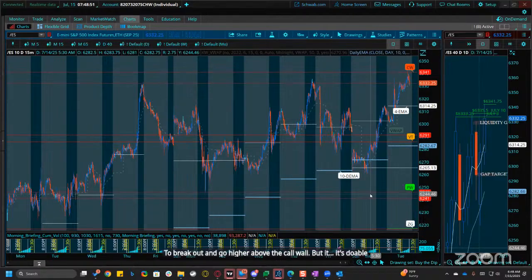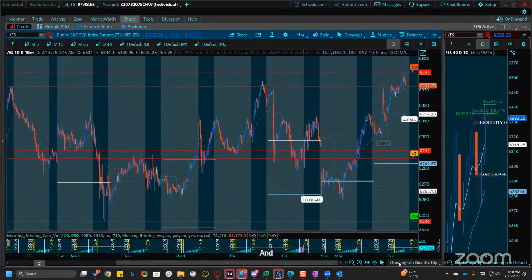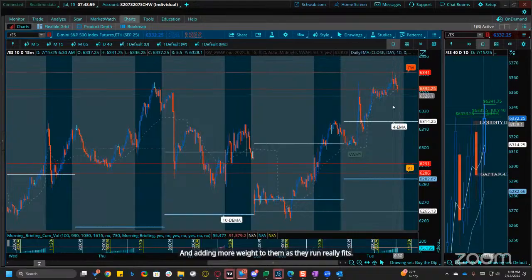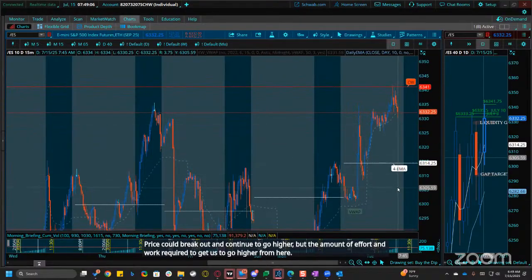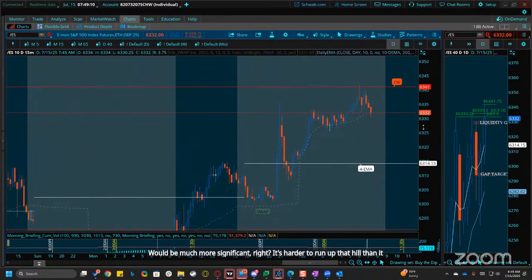And the analogy that I've used with that runner running up a hill and adding more weight to them as they run really fits. Price could break out and continue to go higher, but the amount of effort and work required to get us to go higher from here would be much more significant. Right? It's harder to run up that hill than it is to fall down the hill.